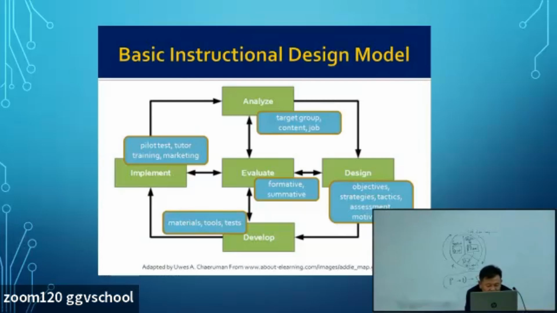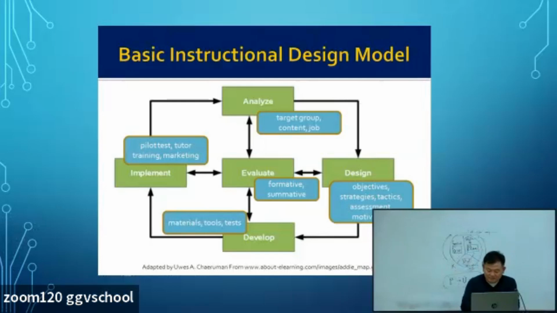And then the next stage is analyze again. So analyze and evaluate, these elements interact with each other. Analyze and evaluate interact with each other. Also, development and evaluate are the same, they interact with each other. So evaluate is related to the other four elements, interacting with each other. This is for the basic instructional design model.